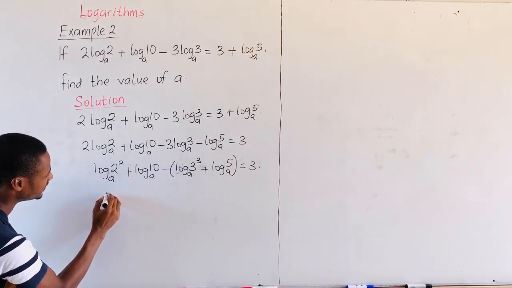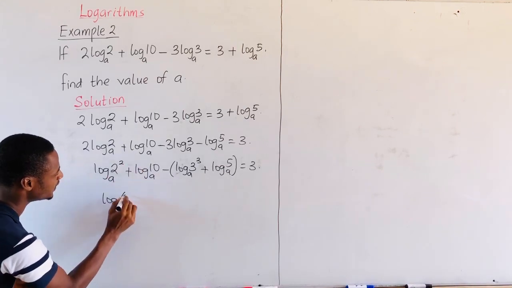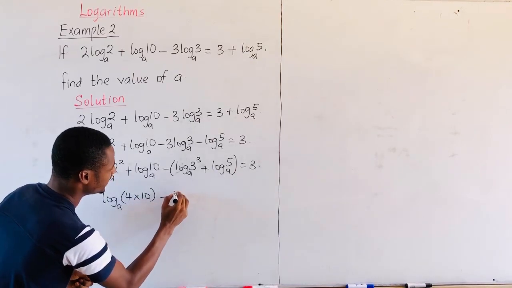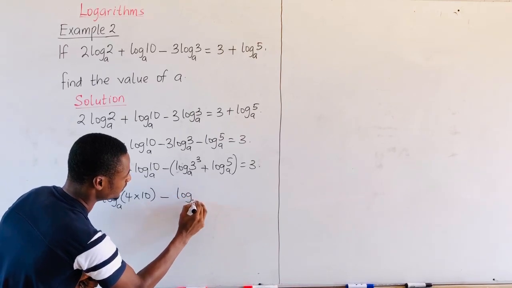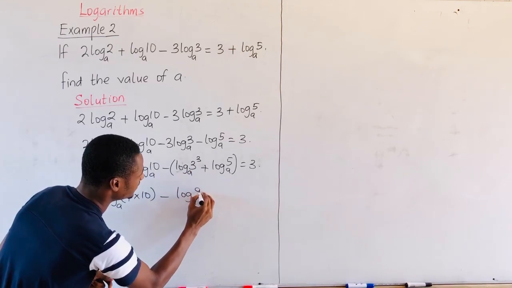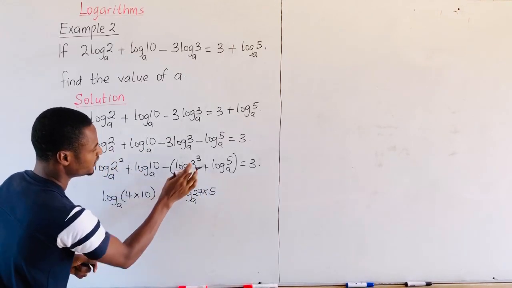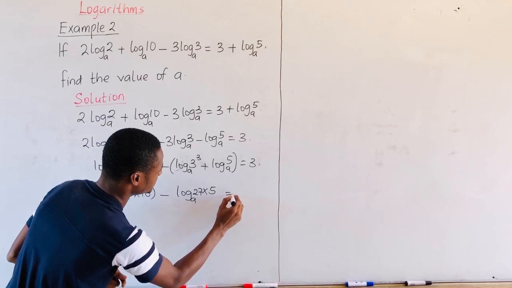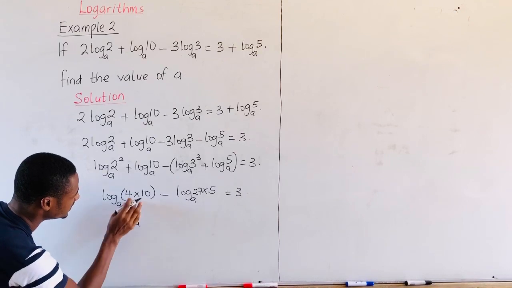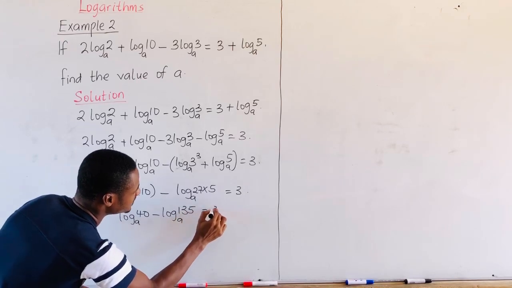Then, applying the laws, we will have log to the base a of 2 squared, which gives us 4 times 10. That is the first law of logarithm. Minus log to the base a of 9 times 5 to the power, 3 raised to the power 3 is 27, and that is equal to 3. Then we will have log to the base a of 40 minus log to the base a of 135 is equal to 3.